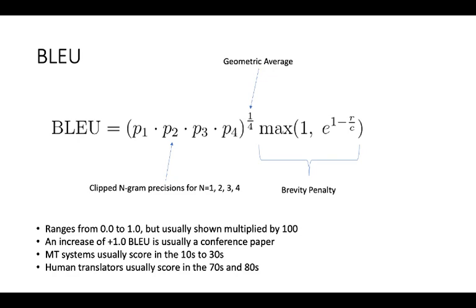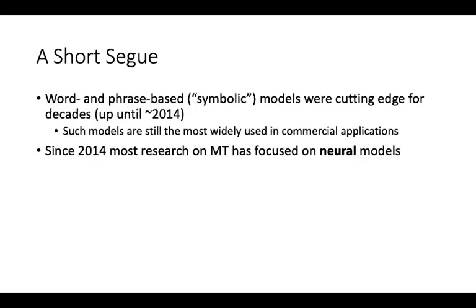So here is an overview of the history. Before 2014, SMT was dominant in most applications. But after 2014, neural MT came up, and the attention mechanism tried to simplify all the other stuff.